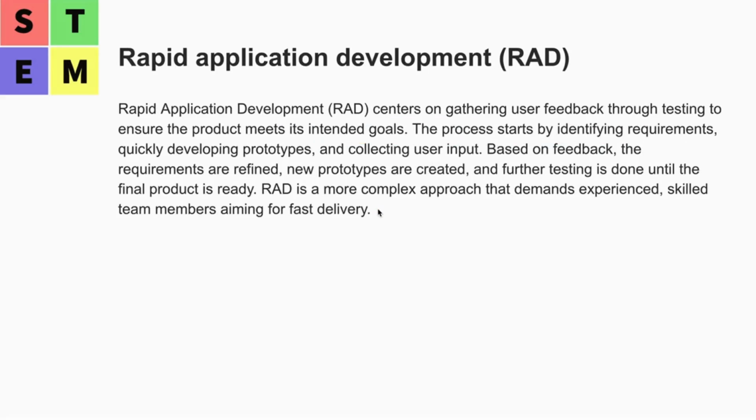The next one is rapid application development. It centers on gathering user feedback. It focuses on user feedback through testing to ensure the product meets its intended goals. The process starts by identifying the requirements, then quickly developing prototypes. So we get the prototypes and users can test them. Then we collect the users' input, and based on the feedback, we adjust the prototype, and it finally becomes the final product. So that's rapid application development.